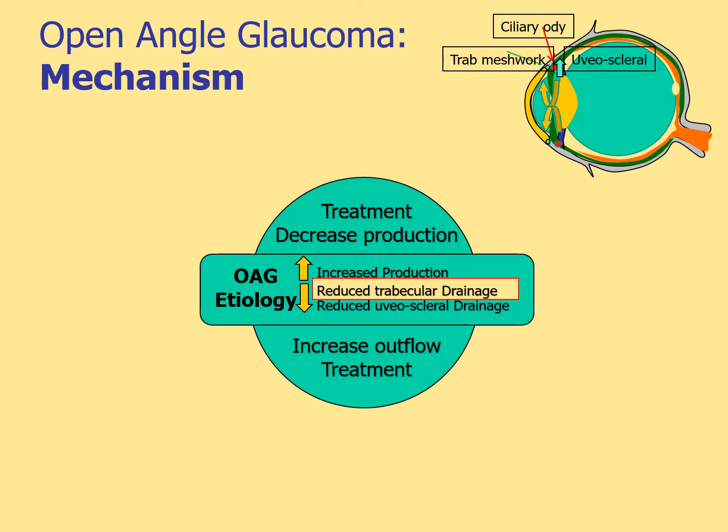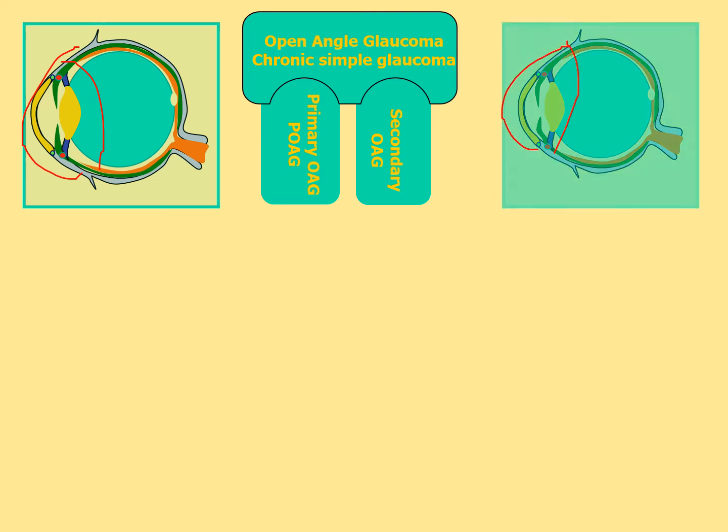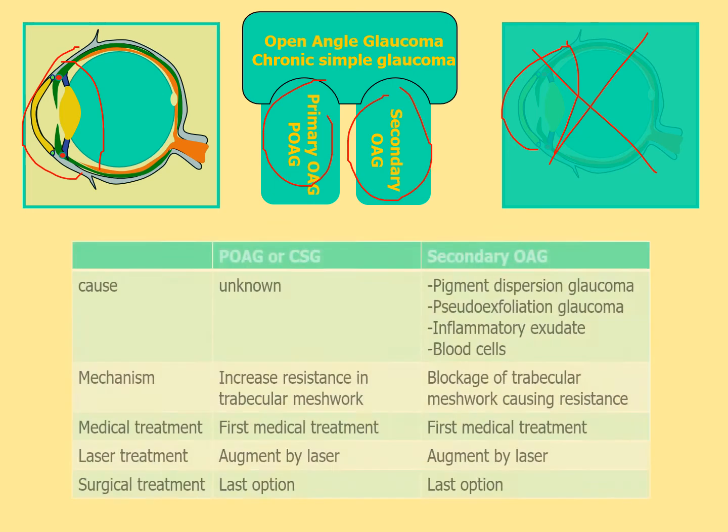After understanding that the reduced trabecular drainage is the main cause for open angle glaucoma, we need to move forward, and a very important next slide. In this slide, we'll discuss the open angle glaucomas. Look over here, the angle is open, while here the angle is closed. So forget about the closed angle and we will only concentrate on the open angle. Open angle glaucomas can be primary or can be secondary. What's the difference between these two?